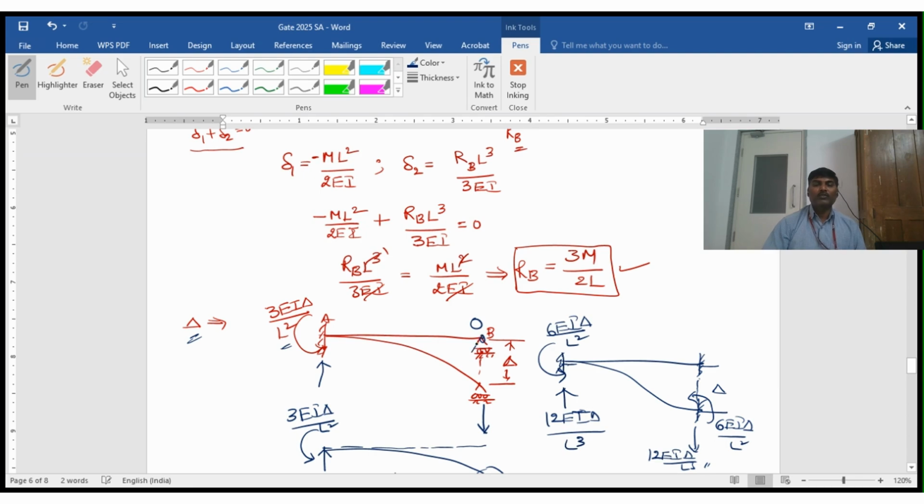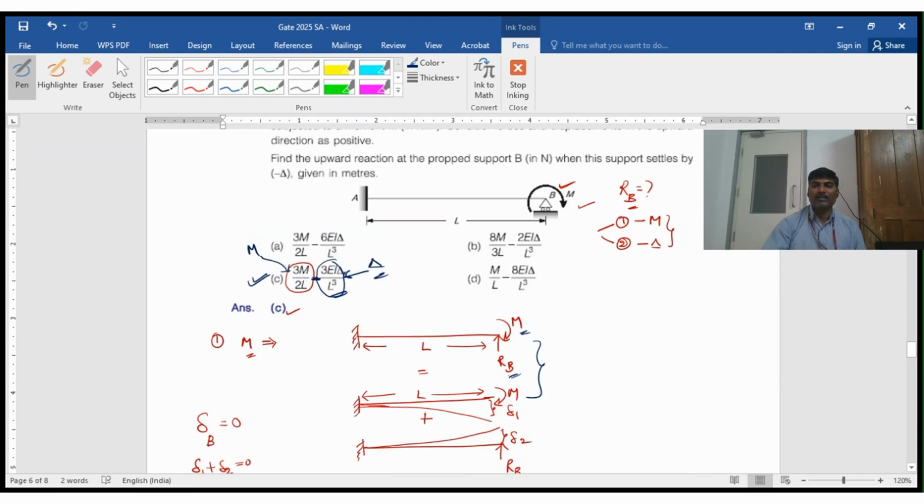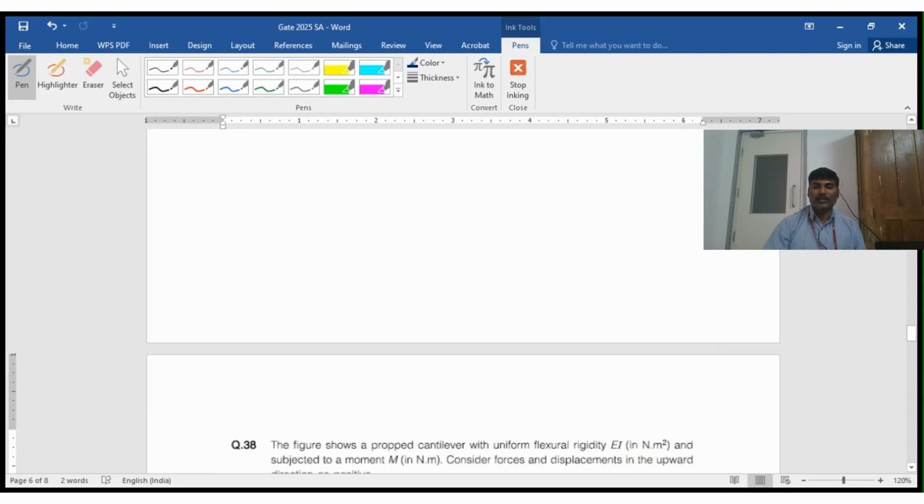So this is the complete analysis and the concepts behind solving this GATE 2025 question. Right. Thank you.